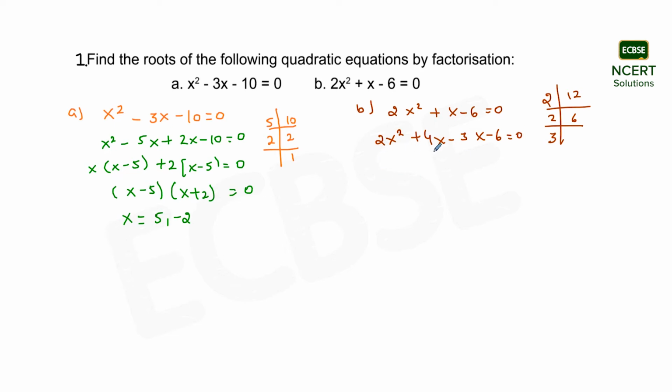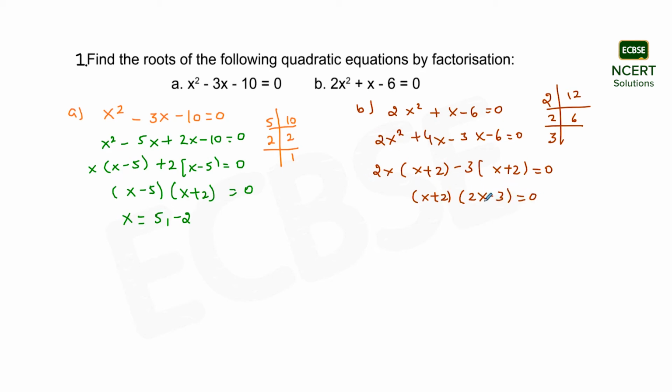Now, if I observe the first and the second term here, I can easily take 2x common. So in the bracket, I'll be left with x plus 2. And if I observe the third and the last term, I can take minus 3 common. So I'll be left with x plus 2, which is equal to 0. Or I can write it as x plus 2 as it's common in both the terms. So here I'll be left with 2x minus 3 is equal to 0.